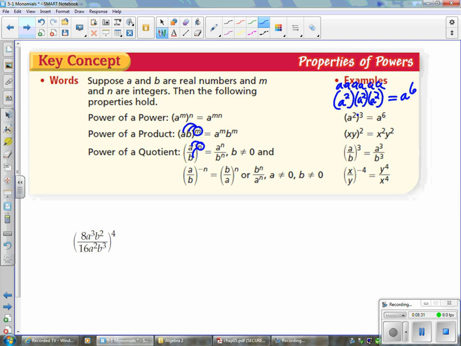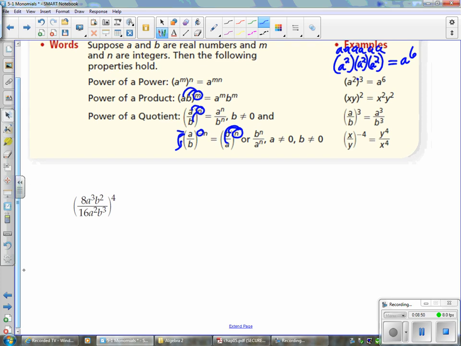If it's a negative sign, remember, it takes the reciprocal. So if there's a negative exponent outside here, we're going to take this and flip it. The reciprocal means kind of flip-flop. And you'll have b over a, to the n. And then you can distribute it.